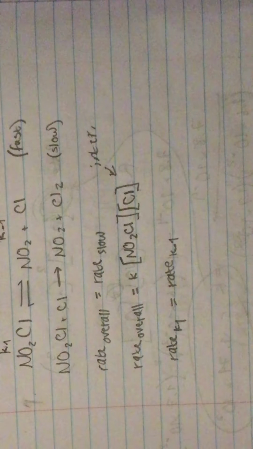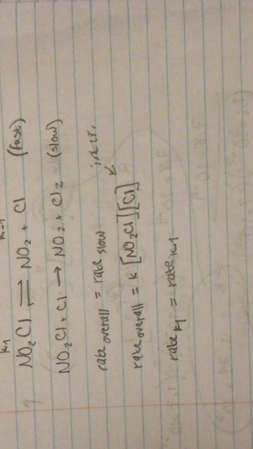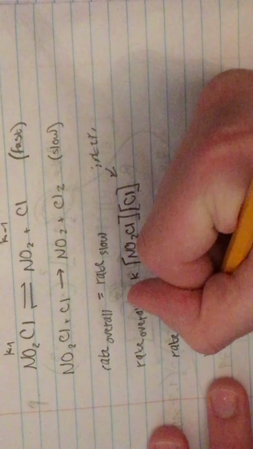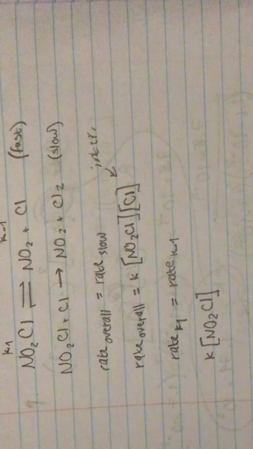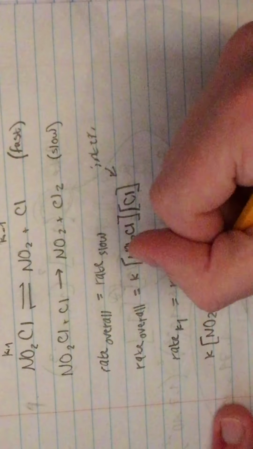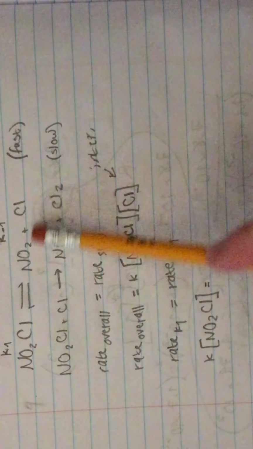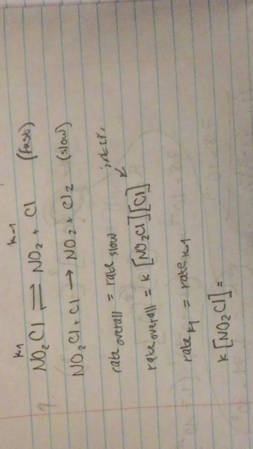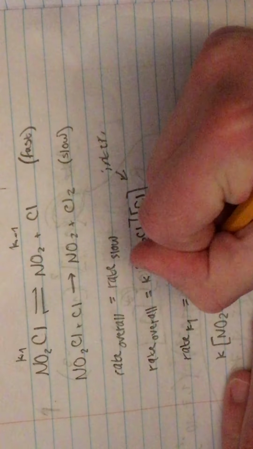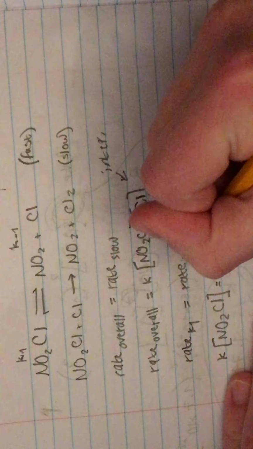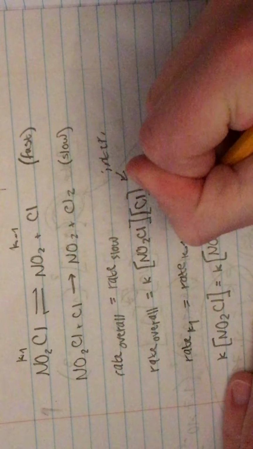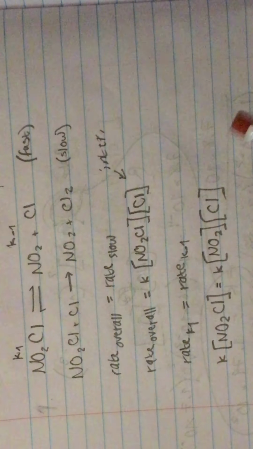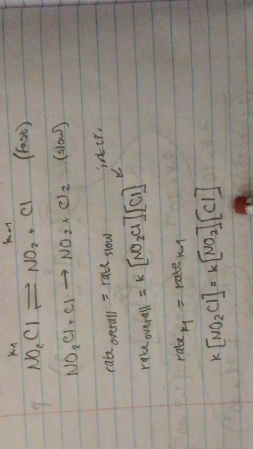Now we're just going to do the exact same thing we did in the last step. We're just going to plug those rates in. So the rate of k1 is just k times NO2Cl. That makes sense. We know how to do that. And then the rate of k negative 1, which is this half right here, not this one. This is k1. This is k negative 1. The rate of k negative 1 is k NO2 times Cl. We know how to do that. We've done it a few times. So that's the next step, is we find the two rates of these and we set them equal to each other.